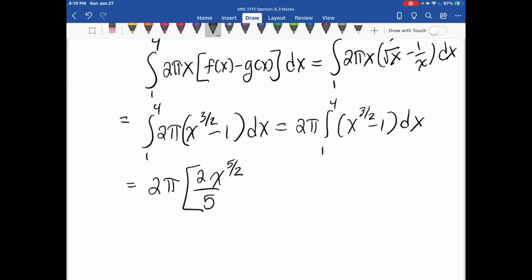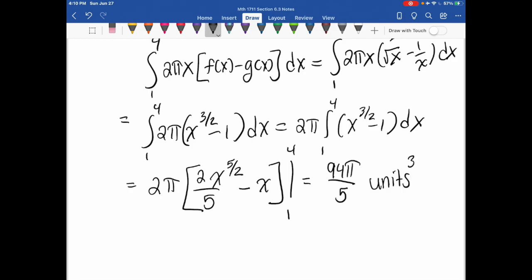Now I'm ready to find the antiderivative. So the antiderivative of x to the 3/2 is x to the 5/2 divided by 5/2, which is the same as multiplying by 2/5. And the antiderivative of 1 is x. And I'm going to evaluate that from 1 to 4. When I go and evaluate that, I'll let you guys do that to practice. Your final answer should be 94 pi over 5, and that's going to be units cubed.